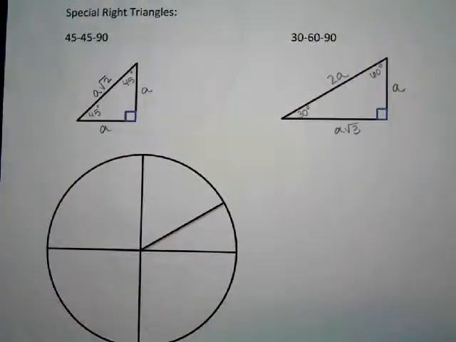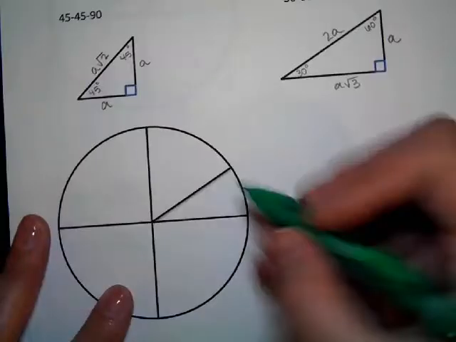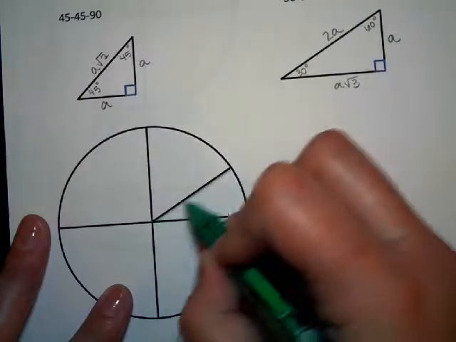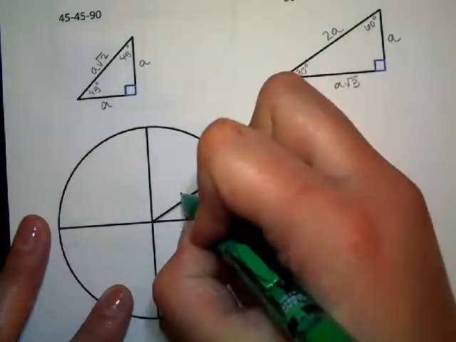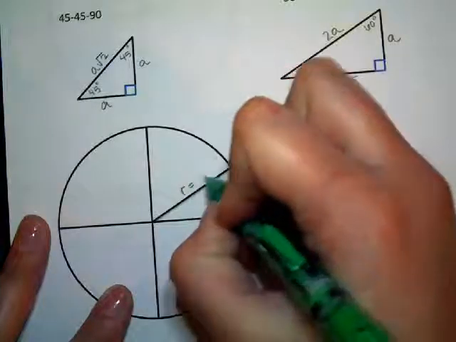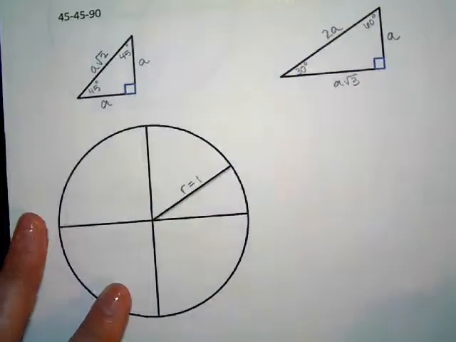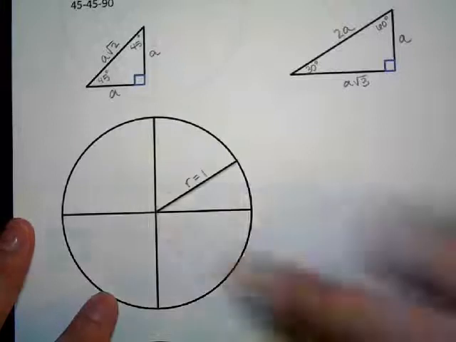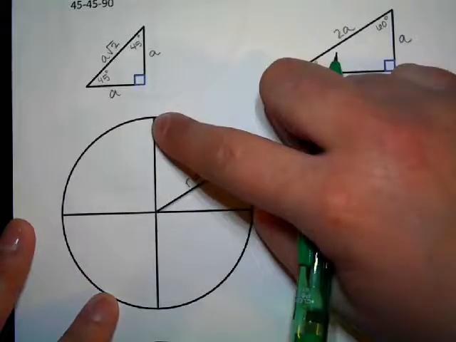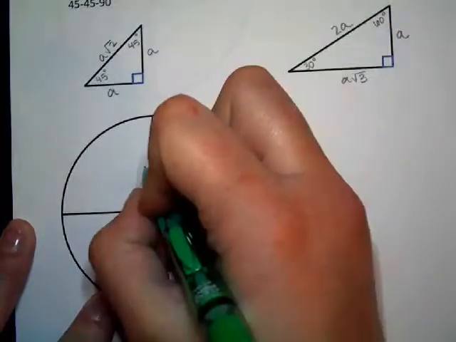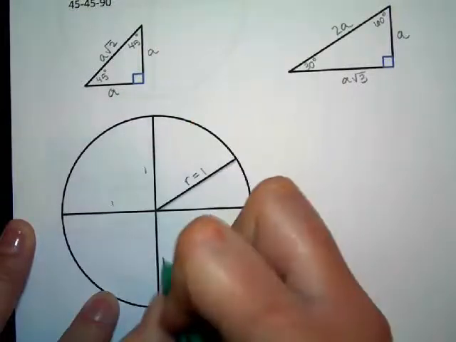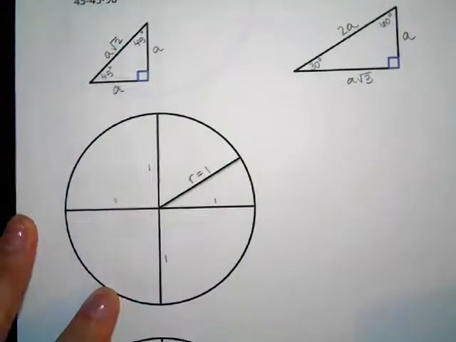Marvelous. Okay. So on the unit circle, we call it the unit circle because the radius is a length of 1. The radius is 1 unit. So here we have from here to the edge of the circle, this is a radius, and the radius is 1. All right. So this is also the radius. This is also 1. And this is 1. And this is 1. And this is 1.